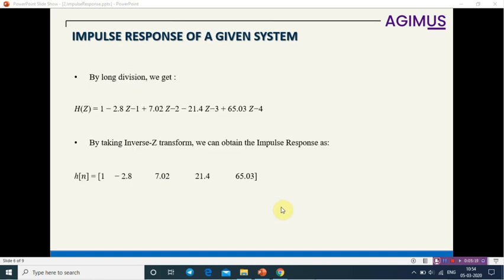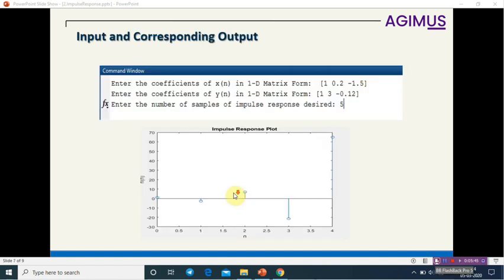Finally, after long division I'll be able to get this particular equation, and when I take the inverse of it I'll get h of n equal to 1, minus 2.8, 7.04, minus 21.4 and 65.03. So this is the result which I have here. There is a minus which has been missing, please make a note of that. What we will do now is switch to MATLAB, where we can enter the values of the coefficients and get the corresponding output.